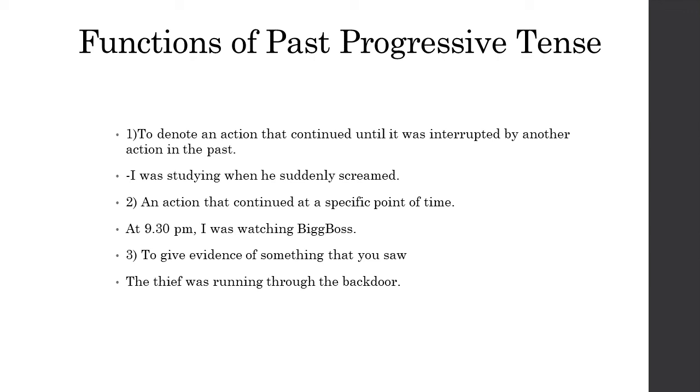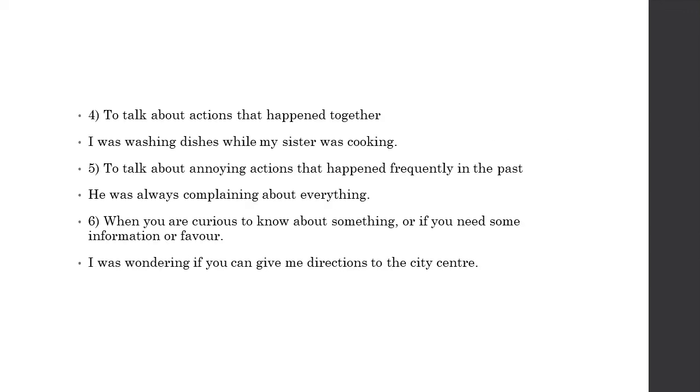Now another function is when you're talking about the actions that happen together or simultaneously, or these are also called parallel actions. So you could say something like, I was washing dishes while my sister was cooking. So two actions were happening. Two different people are doing two different things at the same time. And that happened in the past. So you could use past continuous with the connective that is while.